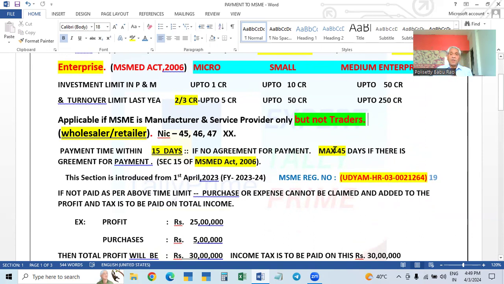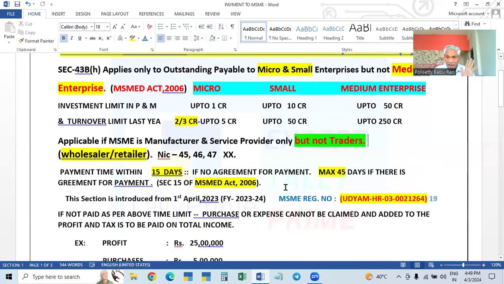For the delay period, interest is to be calculated at triple the rate of the Reserve Bank. The Reserve Bank will declare the interest rate and these people have to pay triple the rate. If the interest rate by the Reserve Bank is 5%, interest is to be paid to the MSME at 15%, triple. If the interest rate is 7%, it is to be paid 21%. If it is 8%, 24%. That is, triple the interest rate prescribed by the Reserve Bank is to be paid.